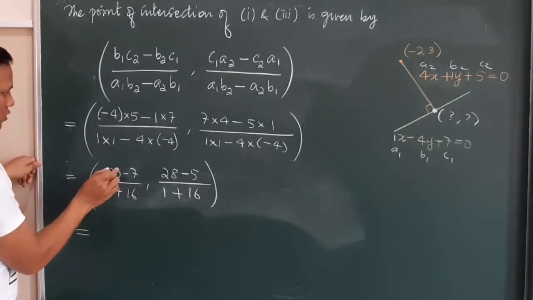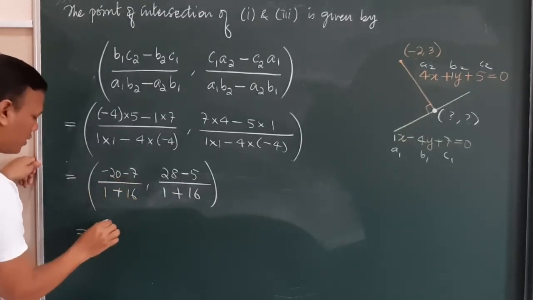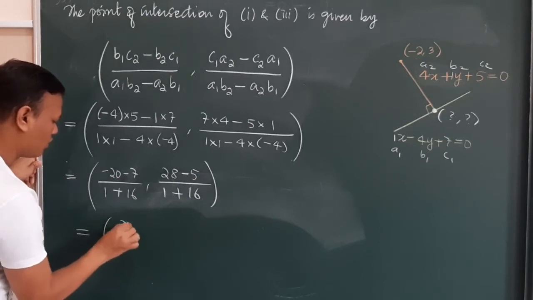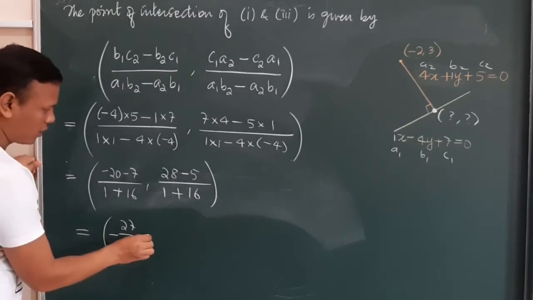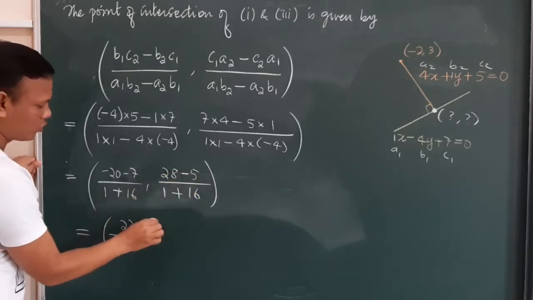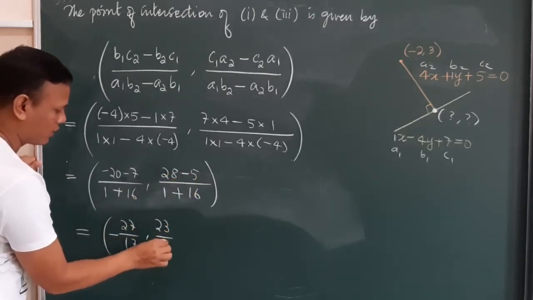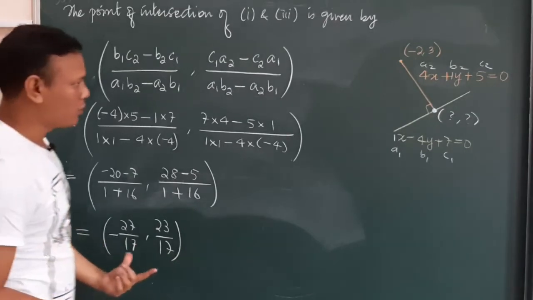So this is -20 minus 7, which is -27, by this is 17. Comma. So this minus this is 23. So it is 23 by 17. Okay, so this is the point of intersection.